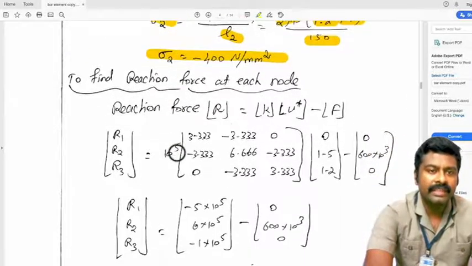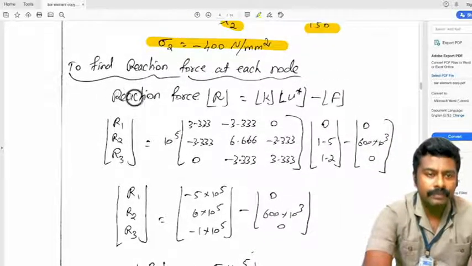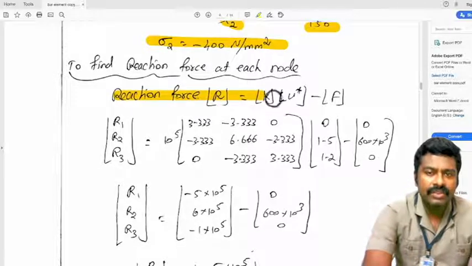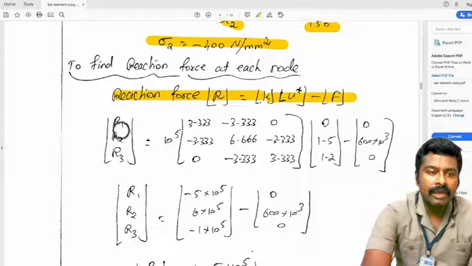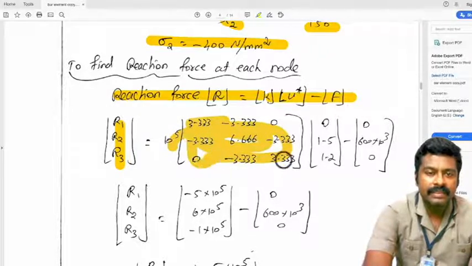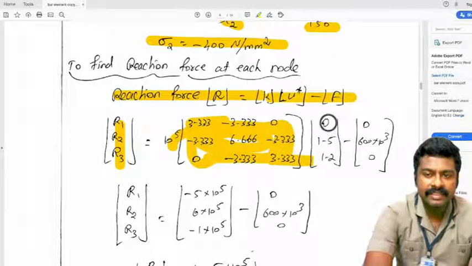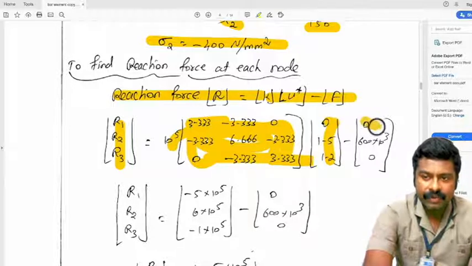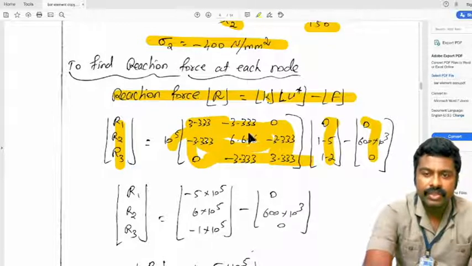Next, to find reaction force at each node, the formula is given by R equal to K U minus F. So R1, R2, R3 equal to, this is the global stiffness matrix, this is the displacement U1 equal to 0, U2 equal to 1.5, U3 equal to 1.2, minus force vector F1 and F3 equal to 0 because self weight is neglected. Point load is acting at the second node, 600 into 10 cube.